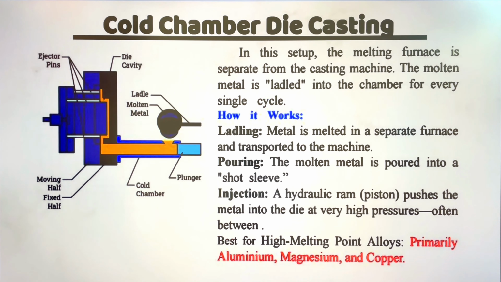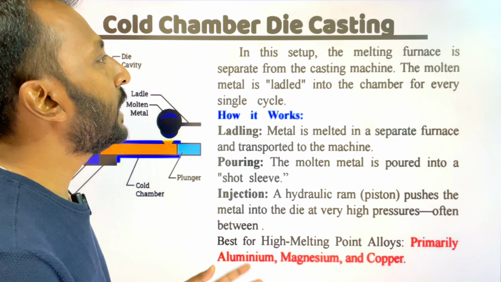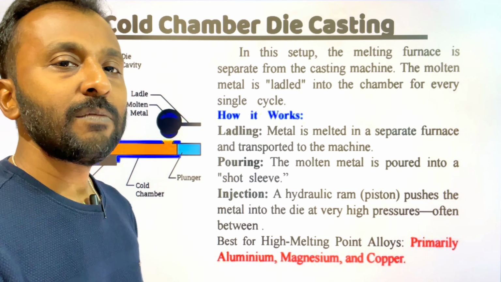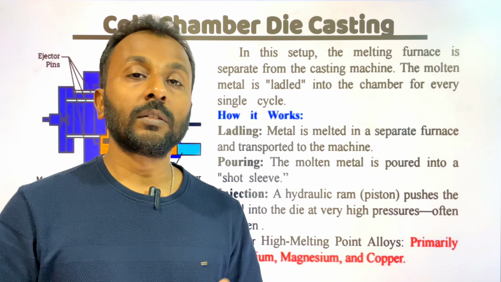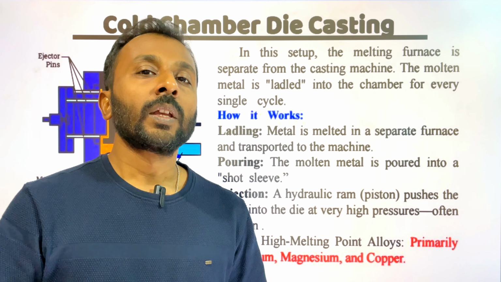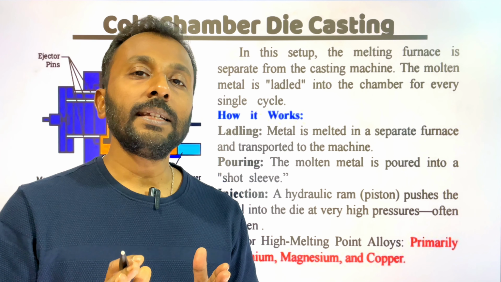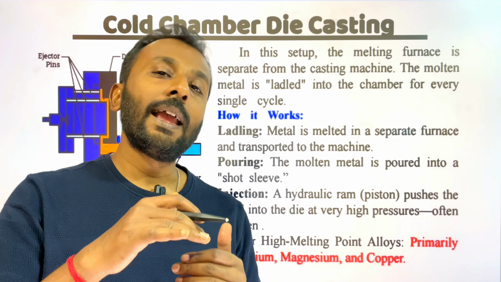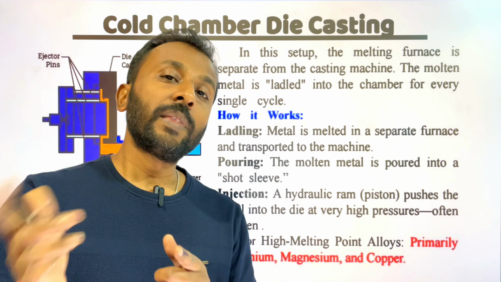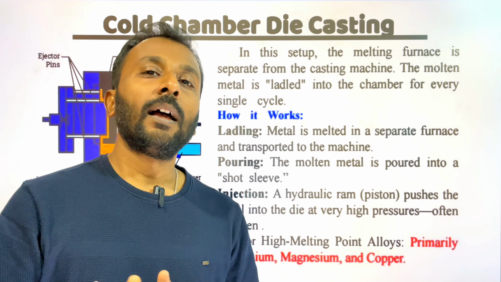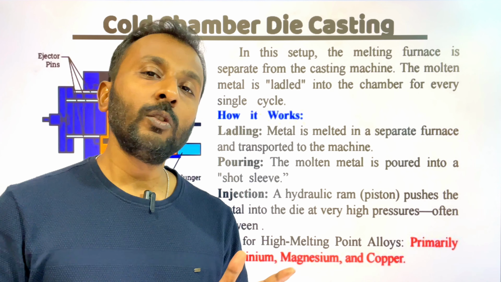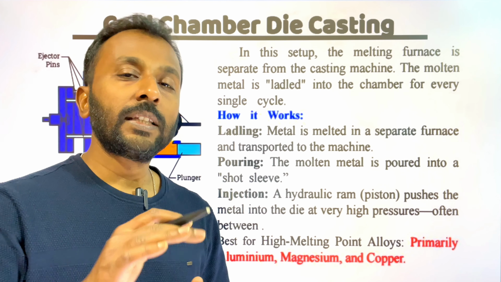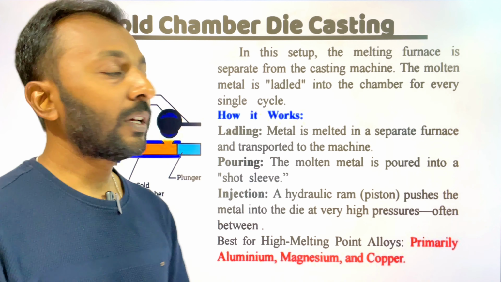So let's now see the cold chamber die casting. In this figure we can see the cold chamber die casting. In this setup, the melting furnace is separate from the casting machine. In the previous hot chamber die casting, the metal was continuously getting melted in the furnace, but here the metal is getting melted in another place, and from that place the molten metal is carried using a ladle, and with the help of the ladle we pour the metal into the cylinder, and with the help of the plunger the metal enters into the mold cavity.